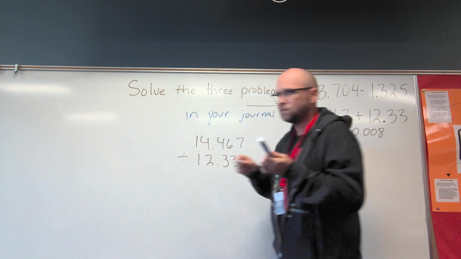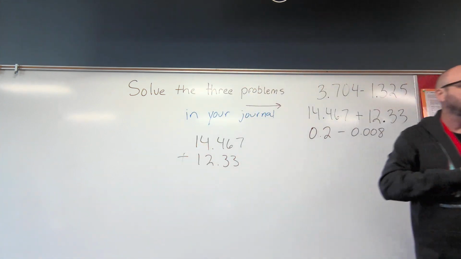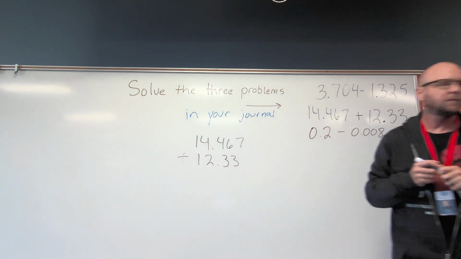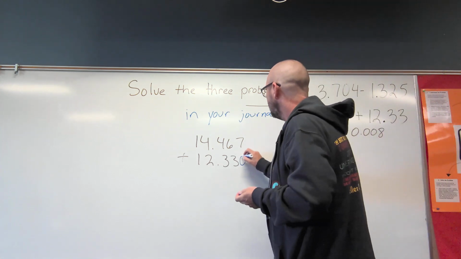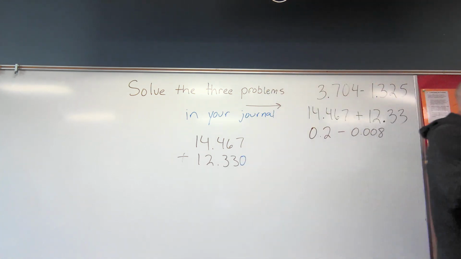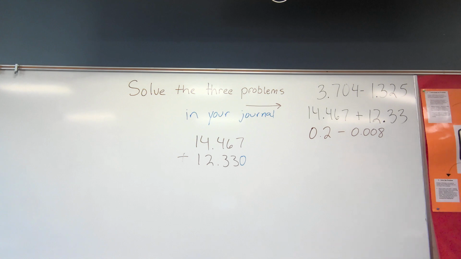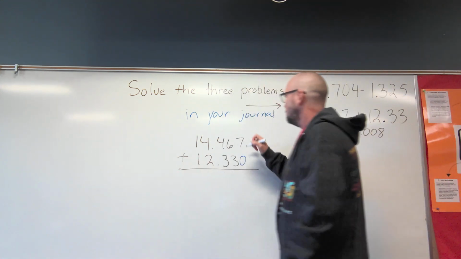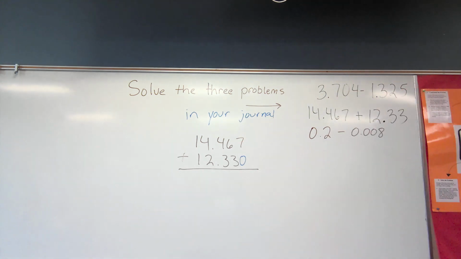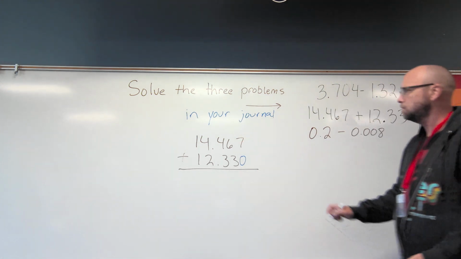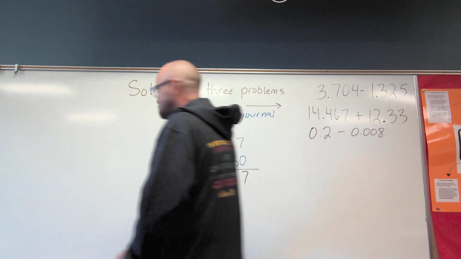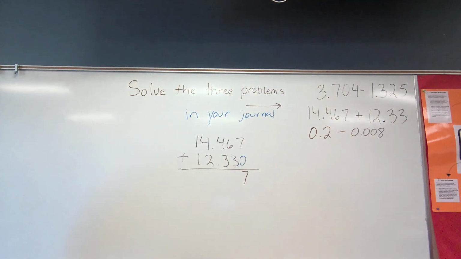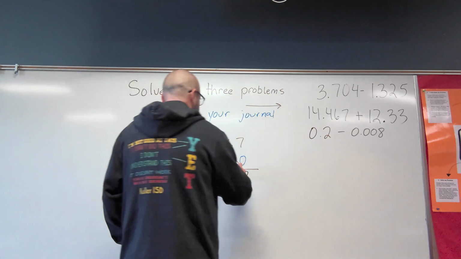Okay, and we still need a placeholder, right? Okay, that keeps our place values lined up. You have a 0. I put a 0 here. Okay, then it's just strictly adding like you know how to do. We have 7 thousandths plus 0 thousandths, which means we have 7 thousandths. We have 6 thousandths plus 3 thousandths, which means we have 9 thousandths.